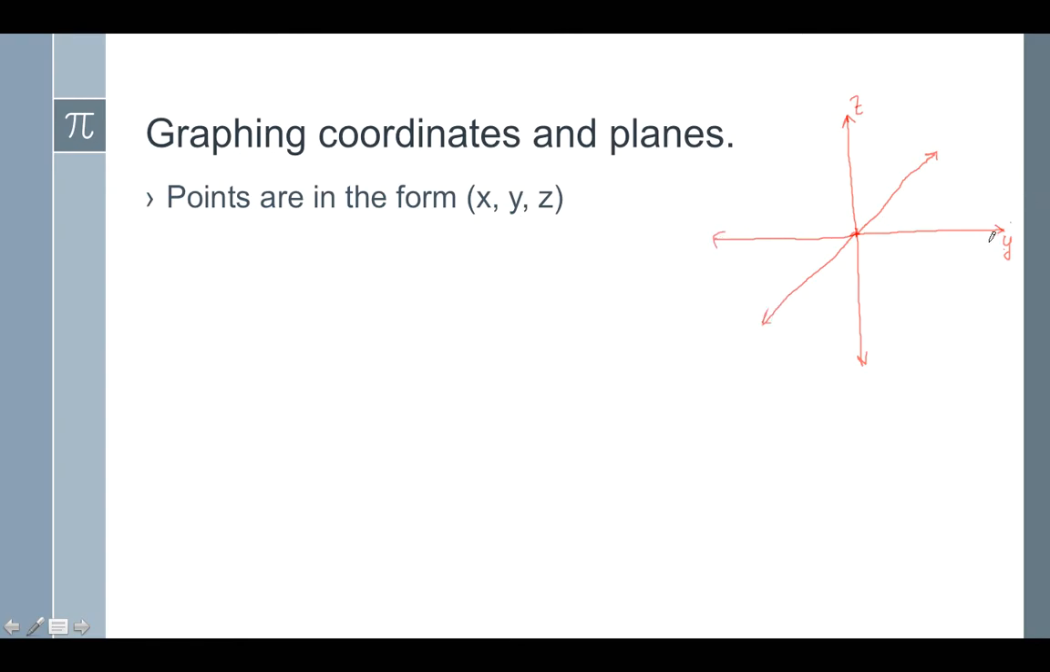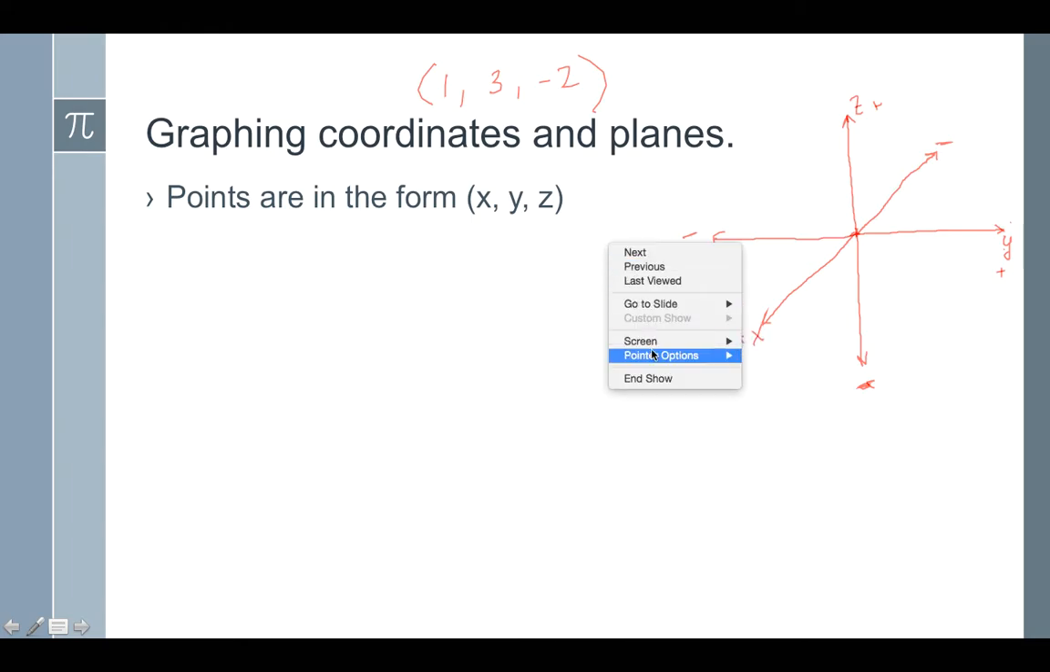So this is the positive y-axis, the positive z-axis, and back here, or up here, is the positive x-axis. This is the negative, and the negative. So if I was to give you the coordinate 1, 3, and -2, here's what you basically need to do.